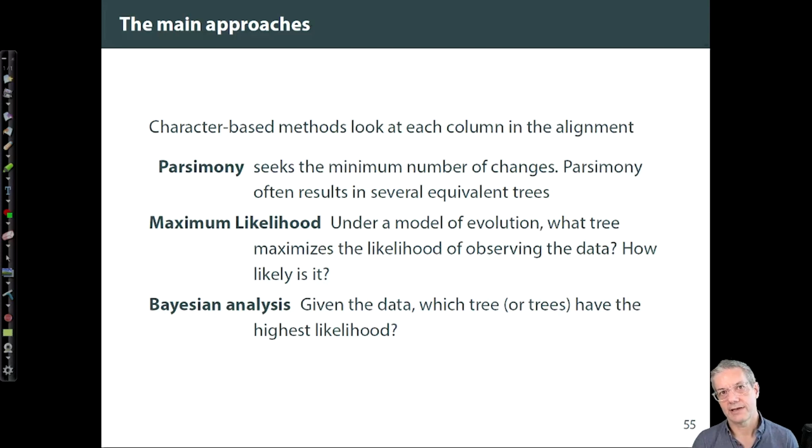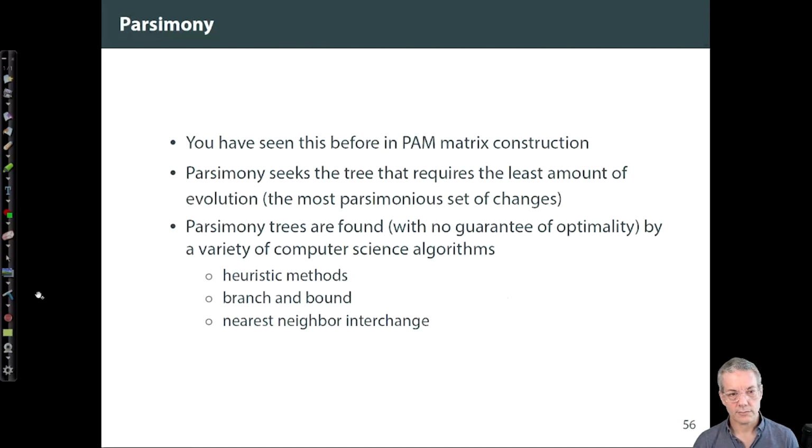Bayesian analysis kind of turns it around. It's a probabilistic method and says, well, given the data, which tree or trees has the greatest likelihood, or the highest probability, which is usually how it's termed in Bayesian terms. Maximum likelihood and Bayesian analysis are related, but very much not the same thing. They come at the approach with very different philosophical approaches that have real world consequences. So let's go through these in a little bit more detail.